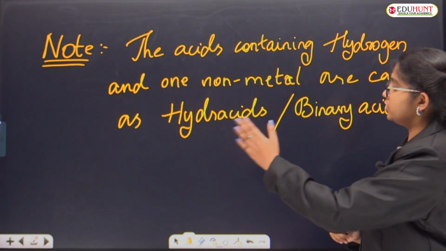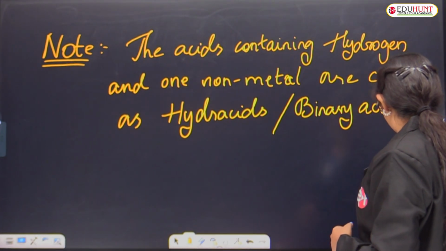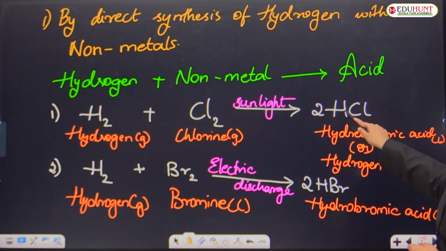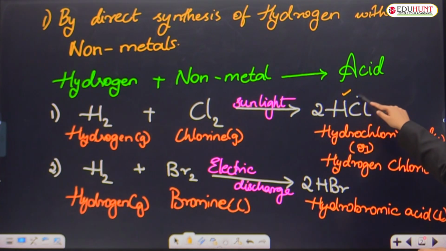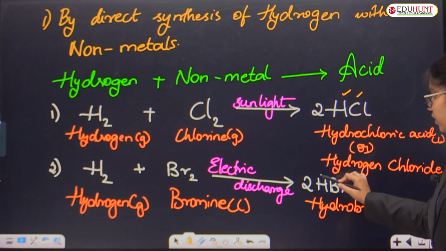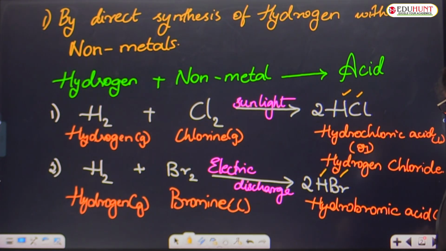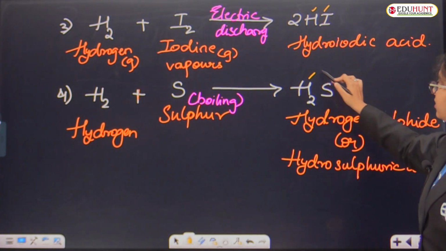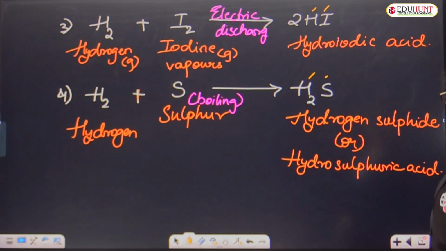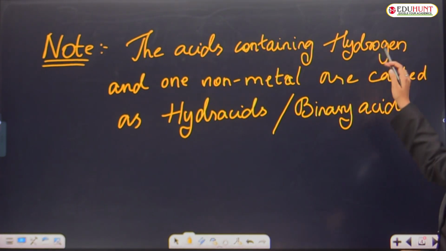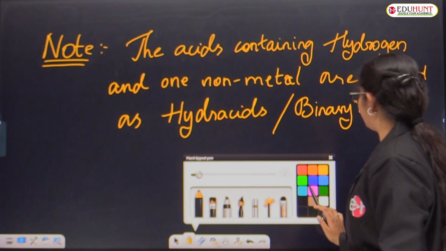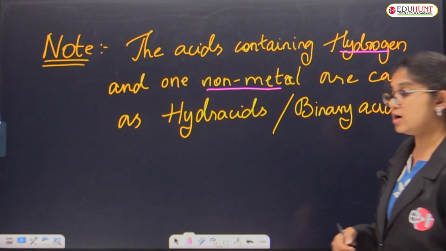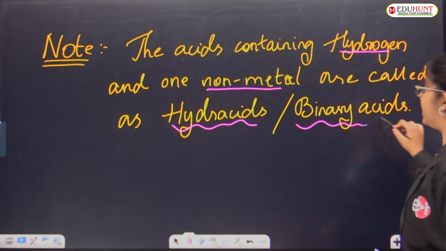Yes. So here we have the clear mentioning of the particular synthesis. What is the acid here? HCl, hydrogen and one non-metal. Here HBr, hydrogen and one non-metal. And here hydrogen and one non-metal. Here also hydrogen and one non-metal. So such acids which contain hydrogen and one non-metal are called what acids? Hydracids or binary acids.